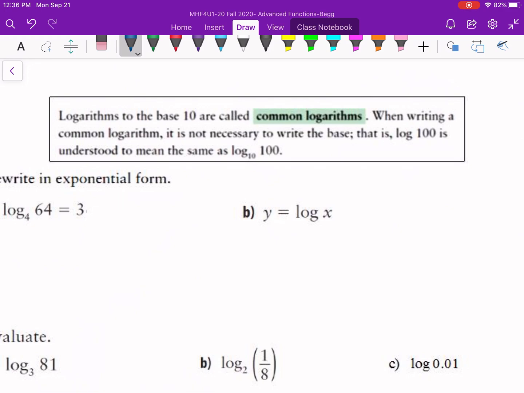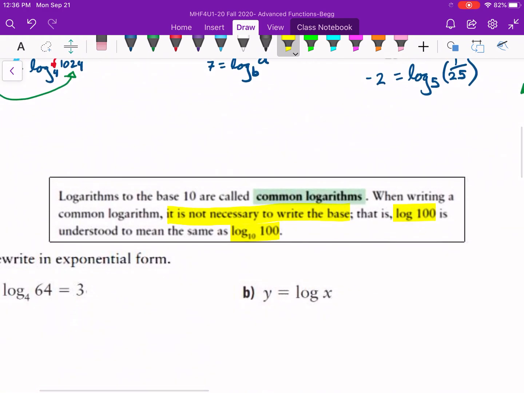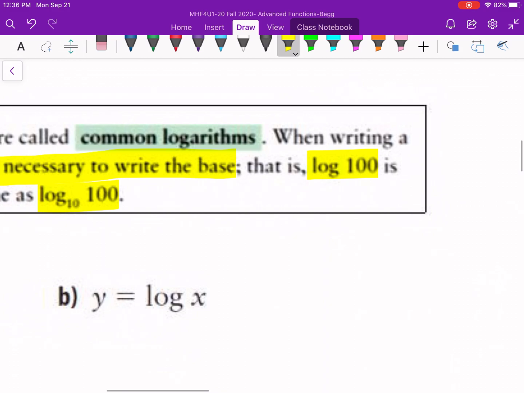Logarithms to the base 10 are called common logarithms. When writing a common logarithm, it's not necessary to write the base. It's assumed to be base 10. So, for example, log 100 is assumed to be base 10. We could think of it as the same thing as log base 10 of 100. Now that we've done this part up here, we can start to think, well, what does that mean? Well, log 100 or log base 10 of 100 is really saying, what exponent do I have to put on 10 so that my answer is going to be 100? And so it would be 2.